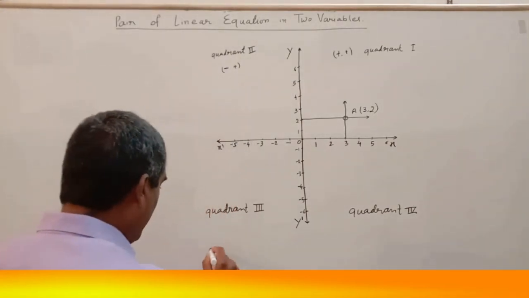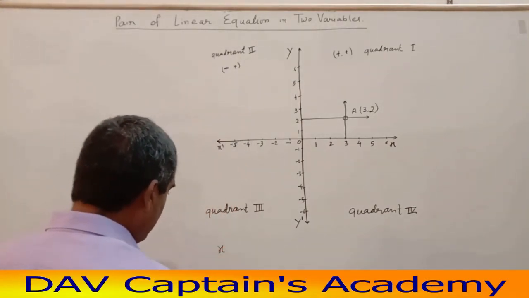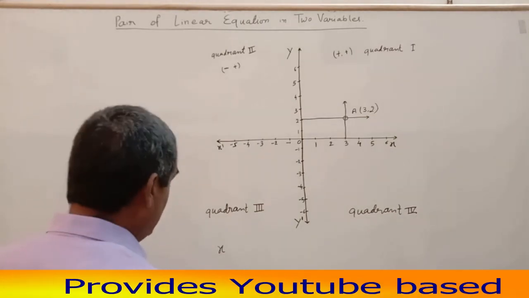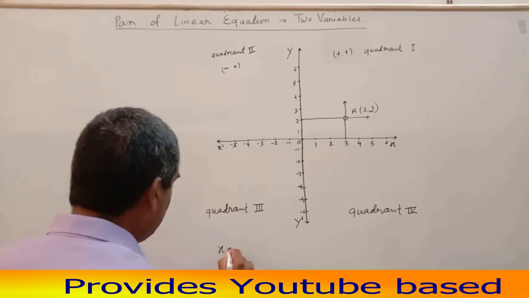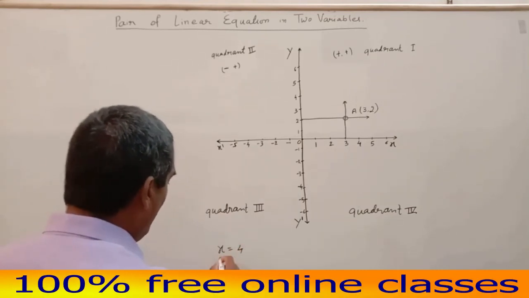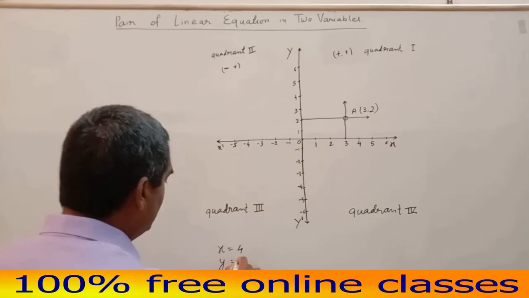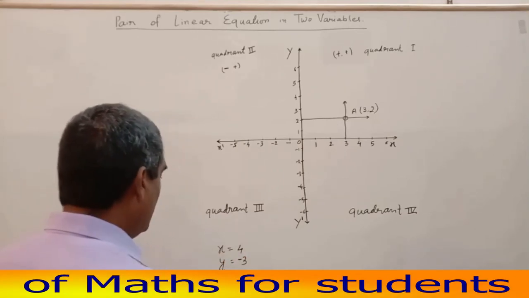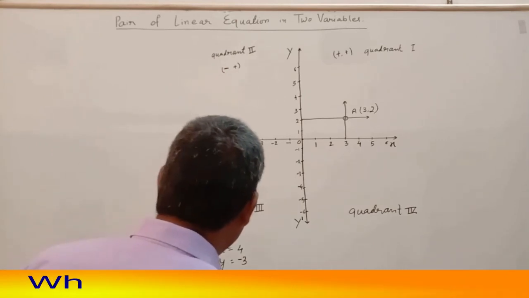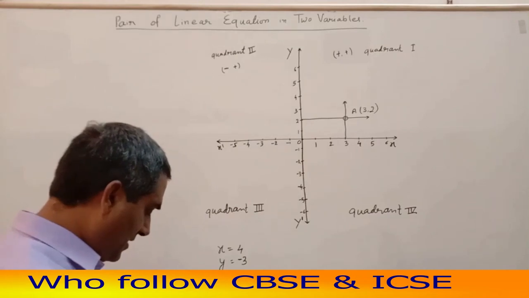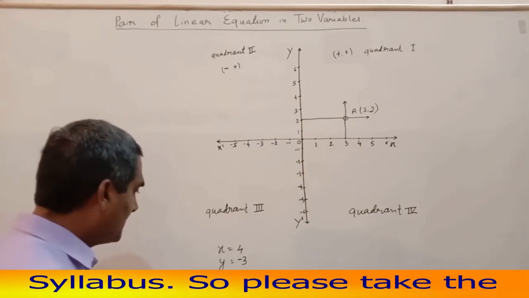Suppose that we have to represent the values of x and y, where x is equal to 4 and y is equal to minus 2, minus 3. So in which quadrant will the value of x and the value of y be presented? Now let's see.